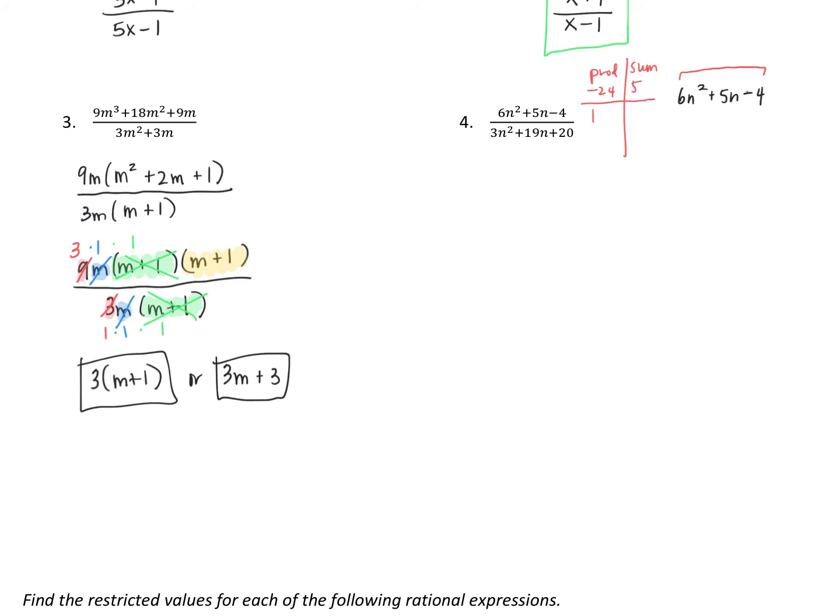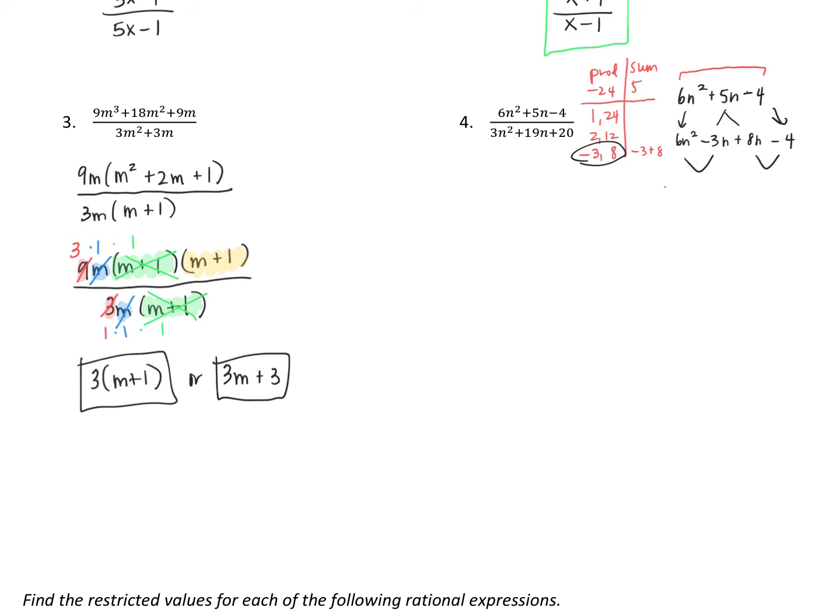So 1 times 24, 2 times 12, 3 times 8. Okay, 3 and 8 is going to work. So if I use a negative 3 and a positive 8 and multiply those, I will get negative 24. And negative 3 plus 8 is 5. So that will work. So we're going to bring down the 6n squared. We're going to split the 5 up into the negative 3n plus 8n. And then we're going to bring down the minus 4.